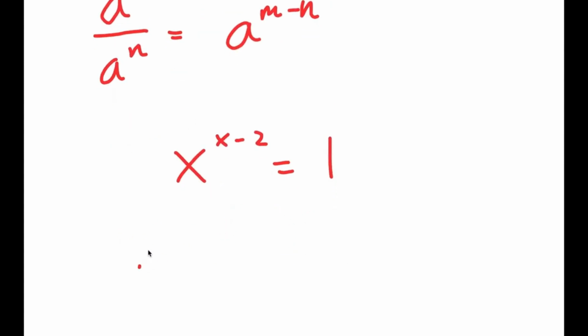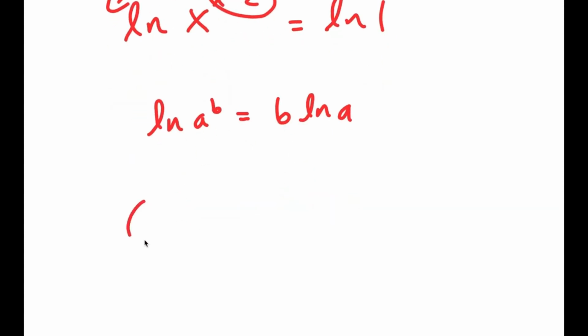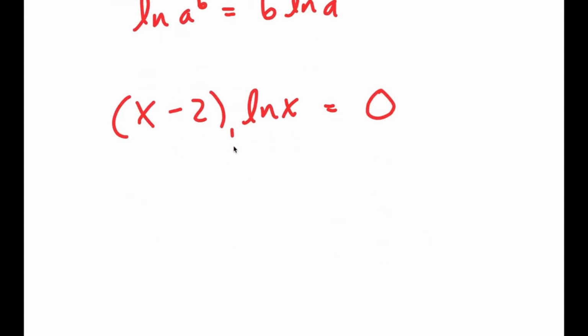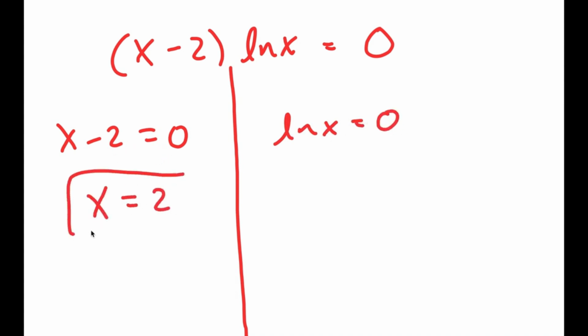Now from here, I'm going to take the ln on both sides, so I get ln x to the power of x minus 2 is equal to ln of 1. Now if I have something in the form ln a to the power of b, this is equal to b times ln a. So I can move x minus 2 to the front, and I get x minus 2 times ln x is equal to ln of 1, which is 0. So now I get two equations. I get x minus 2 equals 0, and ln of x is equal to 0. X minus 2 is equal to 0. That simply means x equals 2.